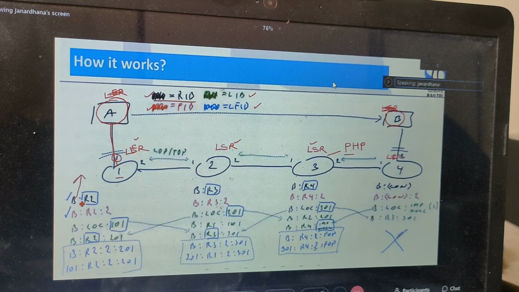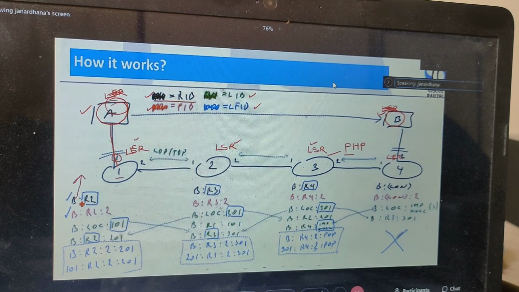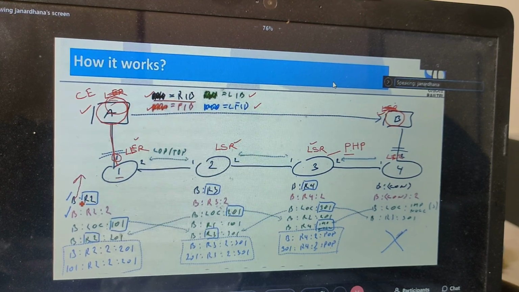So this is whatever we have studied up to here. Is it clear? This is customer A to customer B that we are sending. So this is the customer A router and the customer B router. From A we are connected to router number 1, 2, 3, 4, and 4 is connected to the destination router. This is the customer router, so this is the CE router, and this is the CE router.